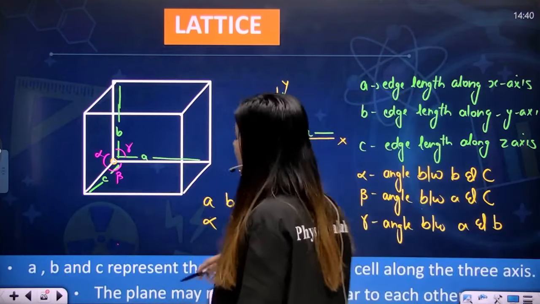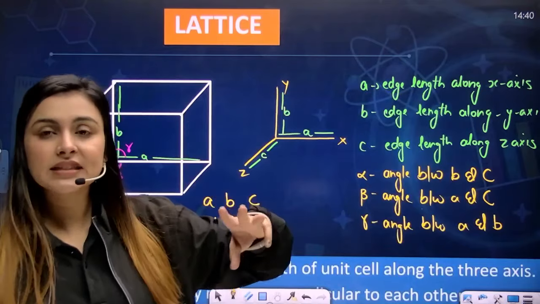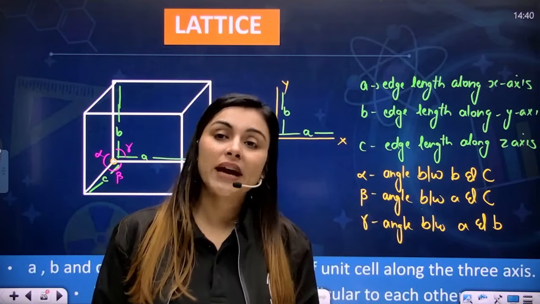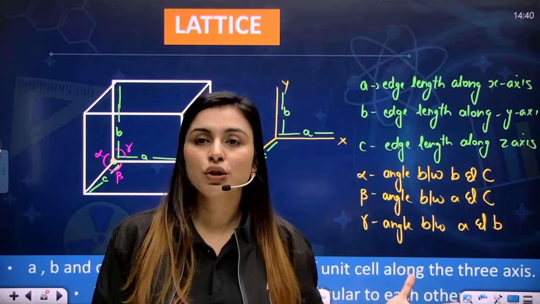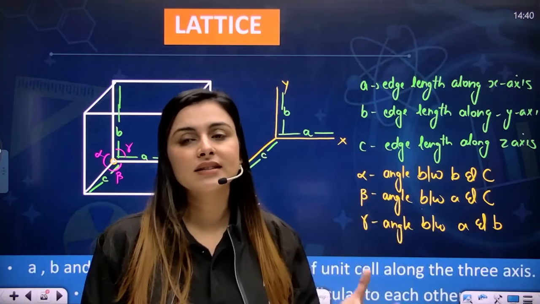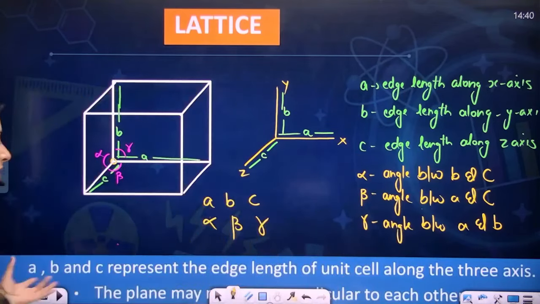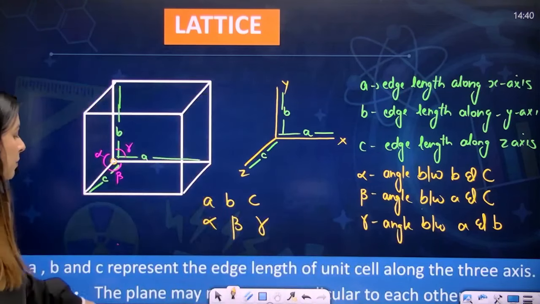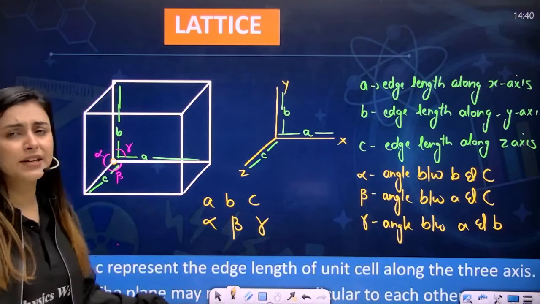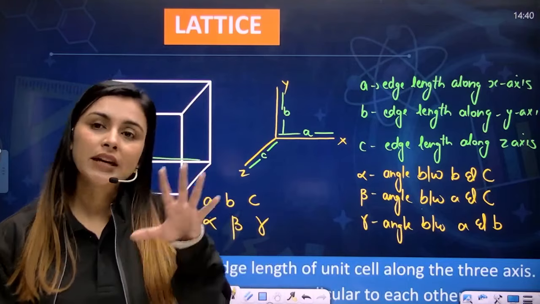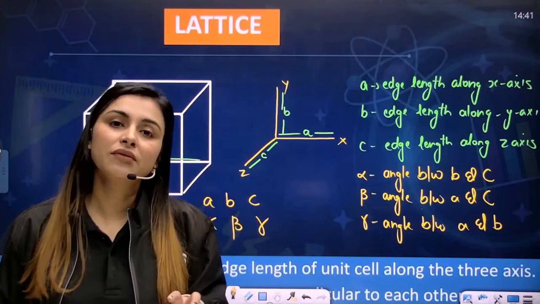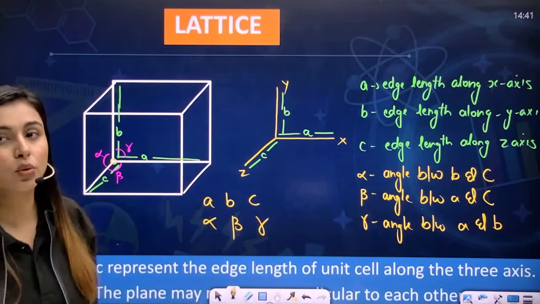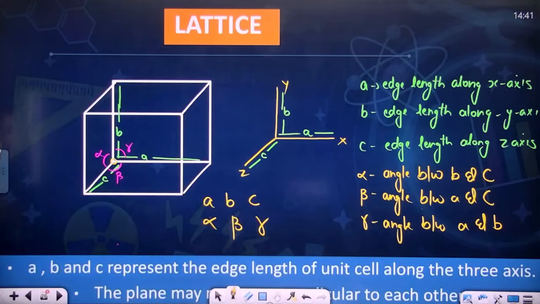Right? So, my dear students, A, B, C are the edge lengths. Alpha, beta, gamma are the angles between them. These six parameters together give us the complete information about the unit cell. So, A, B, C represent the edge length of the unit cell along the three axes. The angles give the angles between the edges, and these in total give you the complete information. So these six together are known as the cell parameters. Okay, so you can pause the video, you can write it, and then we'll move forward.